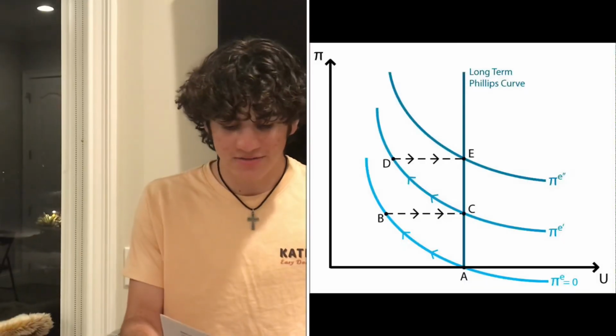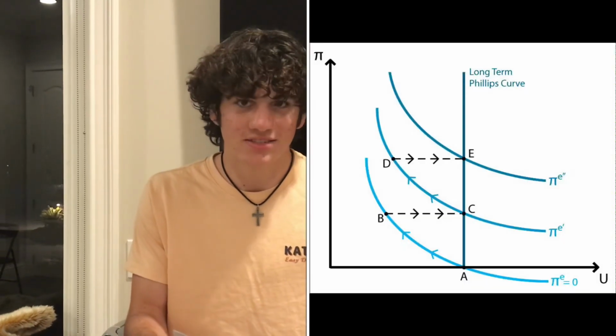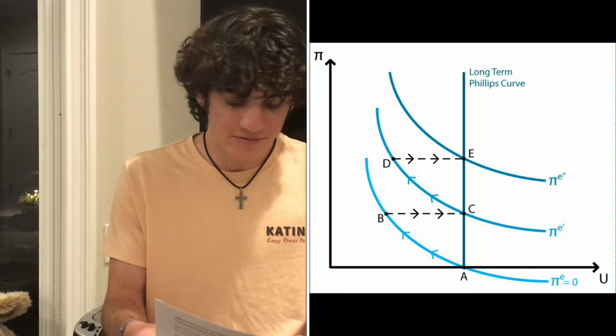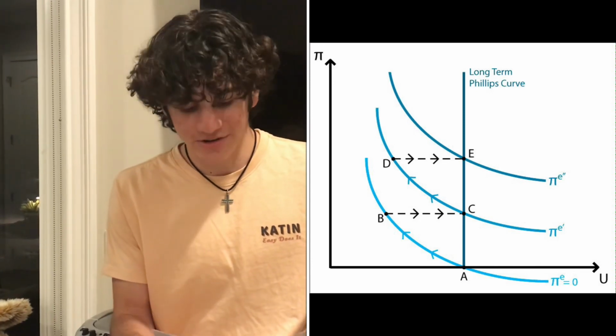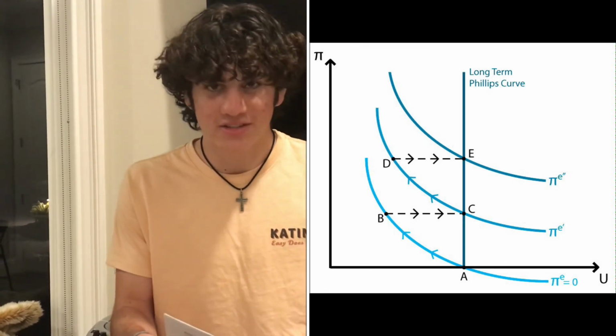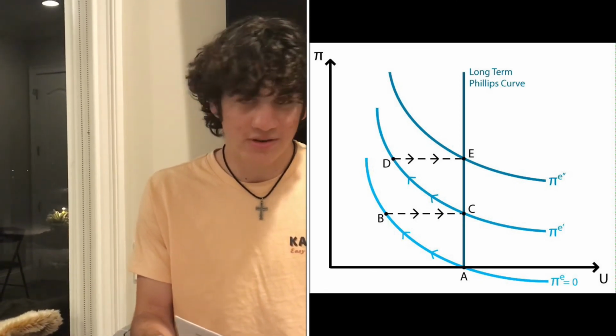This is a graph depicting the role of expectations in the Phillips curve. Because consumers can have certain expectations about future inflation rates based on current rates of unemployment and inflation, the inverse relationship between inflation and unemployment is only relevant in the short run.